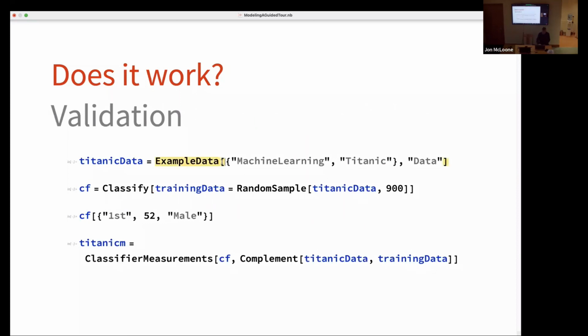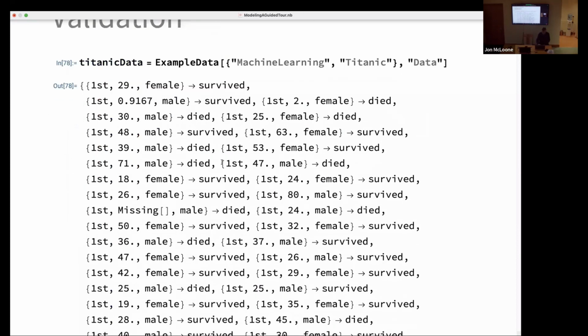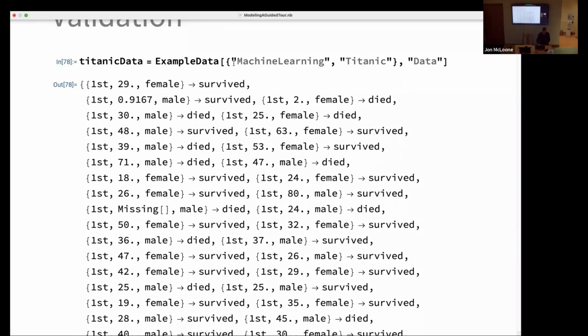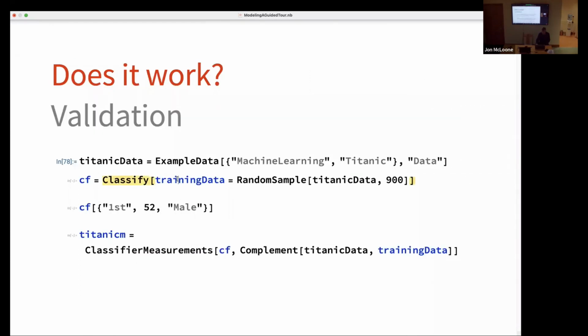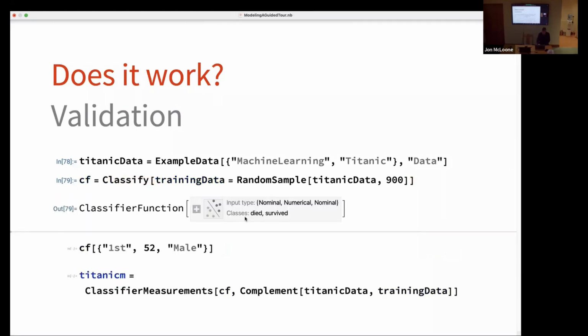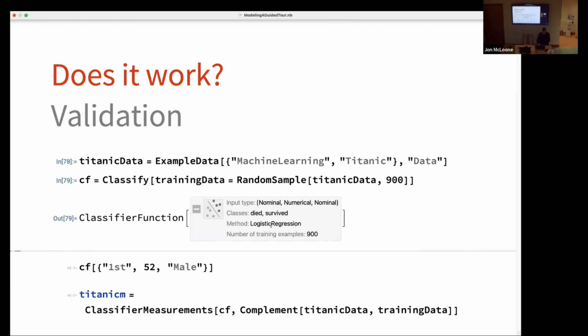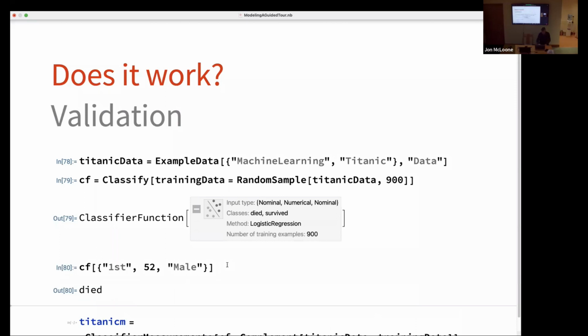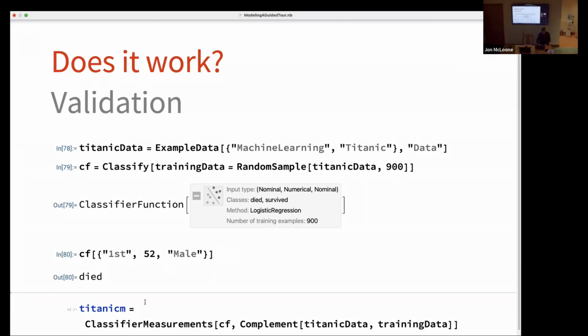So here's the basic approach to validation, and I'm going to do a fresh example here. Another classic toy machine learning data set, passenger list of the Titanic. Here's the inputs. A first-class 29-year-old female survived, and there's 1,800 odd data points, I think. And I'm going to this time do classification. So it'll do a quick learn here, and it's decided, what's it decided on? Logistic regression is its method. And now I can ask it what would happen for me. Obviously, I traveled first class, and my outlook is not good.